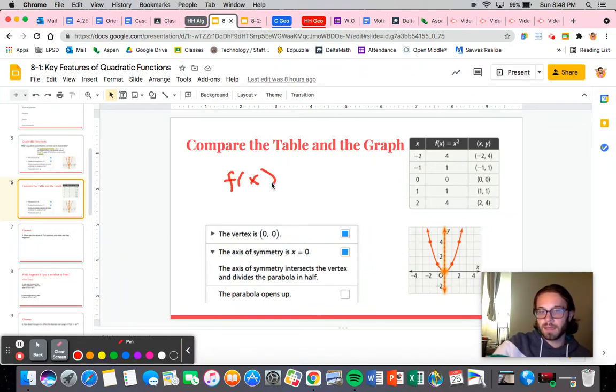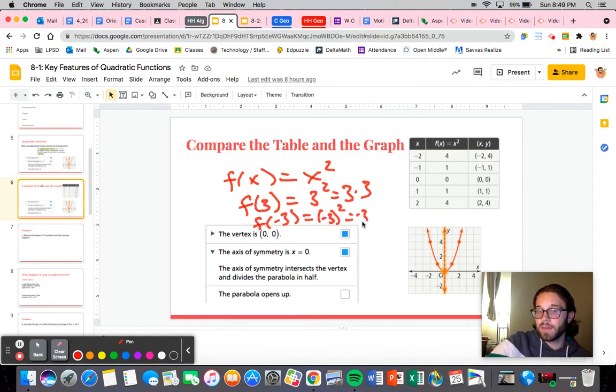So f of x is equal to x squared. So the reasoning behind that is if I look at f of 3, right, that's 3 squared, which is equal to 3 times 3. But if I look at f of negative 3, that's negative 3 squared, which is negative 3 times negative 3, which is still 9, right? So no matter what, because the negative is inside the parentheses, you're going to square it. So it's always going to be positive. All right, so that's why it doesn't make a difference if you go to the right or to the left. They're going to go up the same amount.